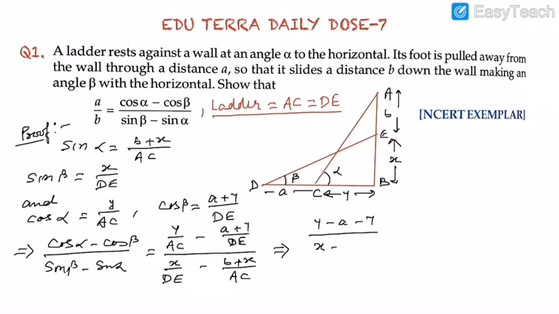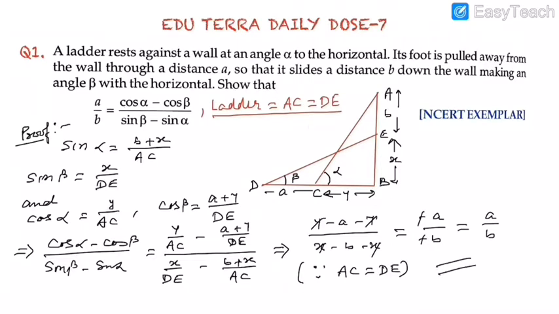So you will get y minus a minus y upon x minus b minus x. So y minus y cancels because one is positive, another is negative. So here minus a upon minus b, minus minus cancel, and we get a upon b, which completes our proof. So we completed the question. I hope you learnt a lot, the trick of this question. So now come on to question number 2.